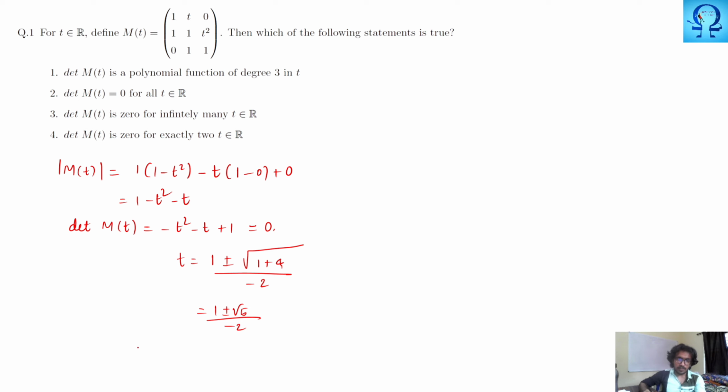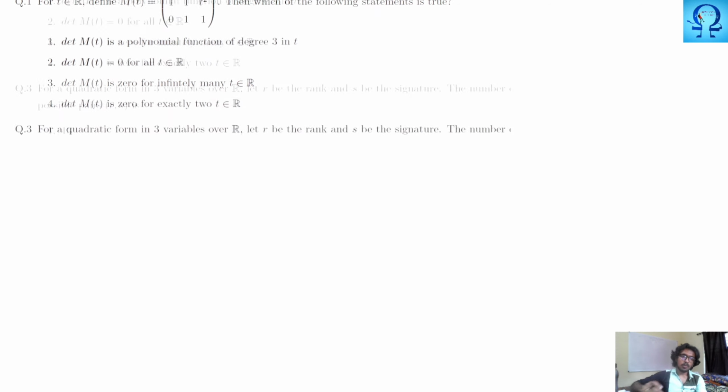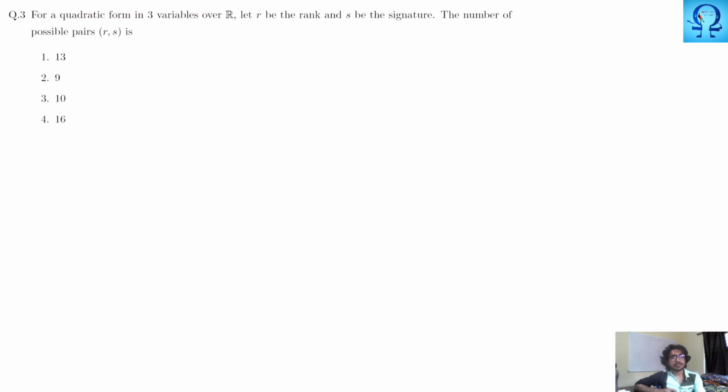So we have two values in R, this quantity and minus of this quantity. Only for these two values do we get the determinant of m of t to be equal to 0. So for exactly two values in R, we are getting it to be 0. Option 4 is the true one, right? Moving to the next question.